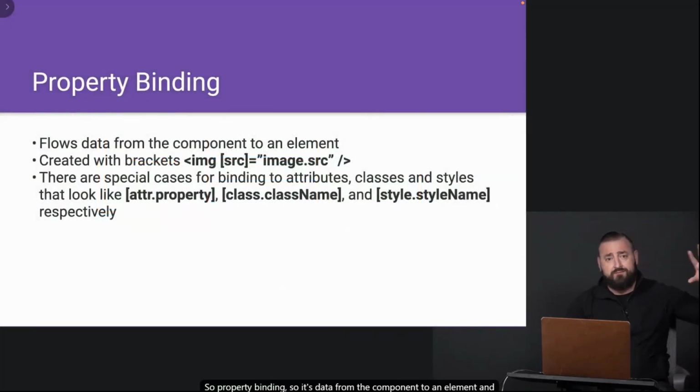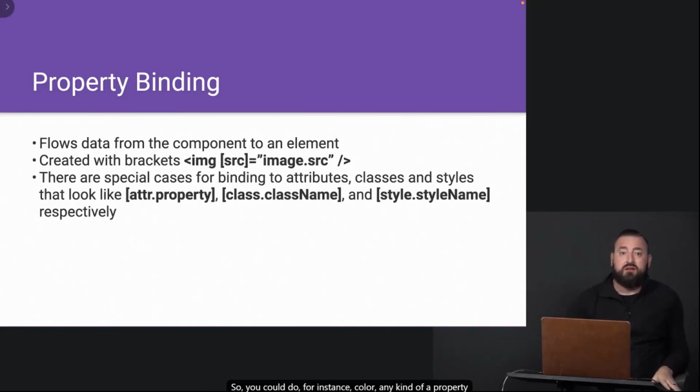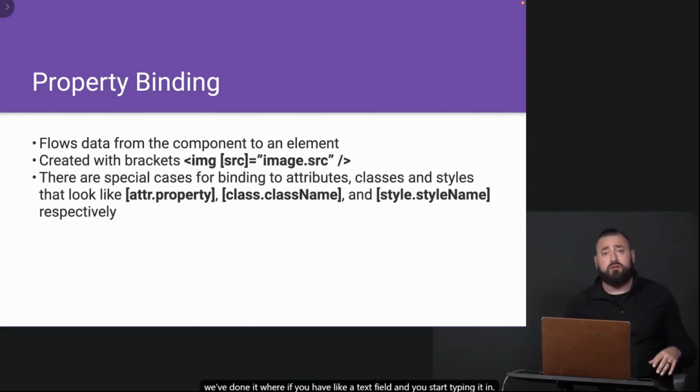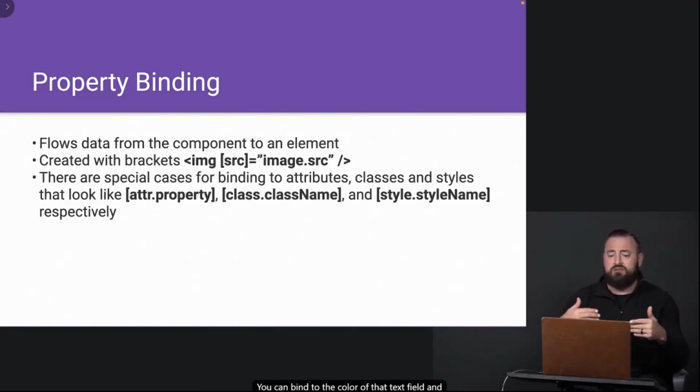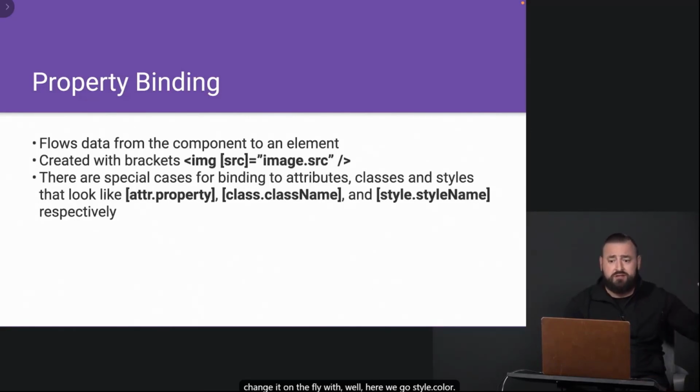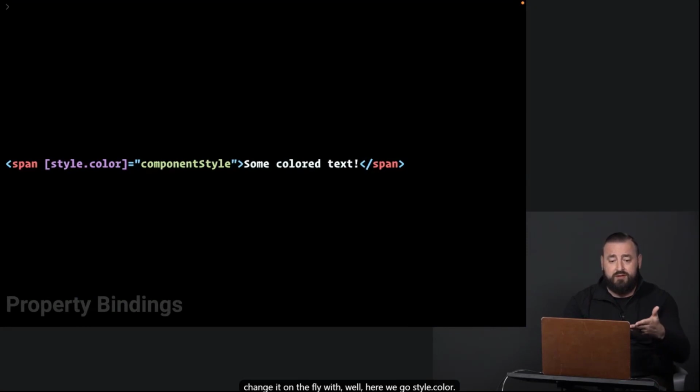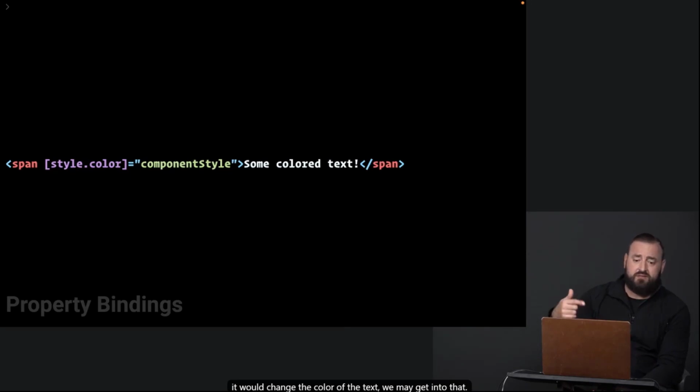So property binding flows data from the component to an element, and we use brackets, array notation. And what's cool is you can actually bind to attributes, classes, and styles. So you could do, for instance, color, any kind of property. We've done it where, if you have a text field and you start typing in it, you can bind to the color of that text field and change it on the fly. So style.color, and if we put this into a text field, as we change this, it would change the color of the text. We may get into that.